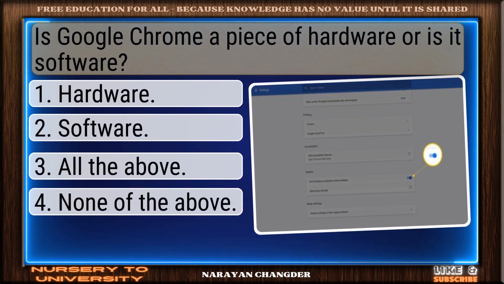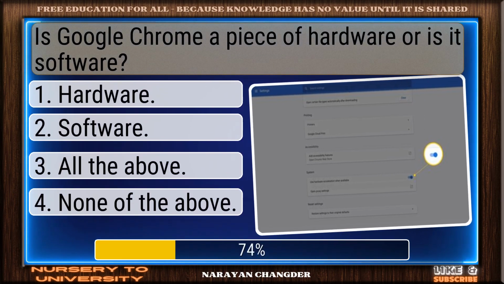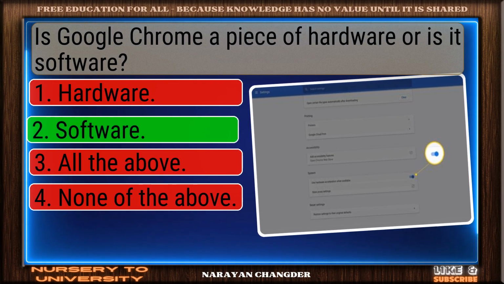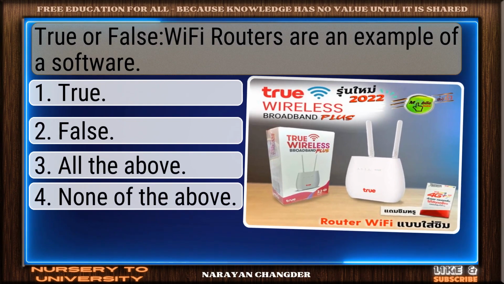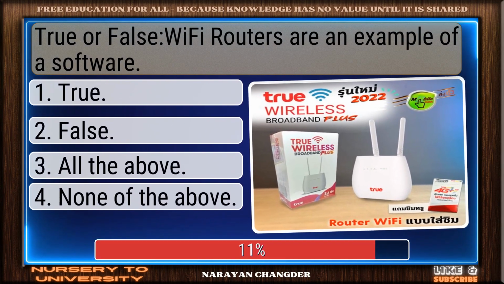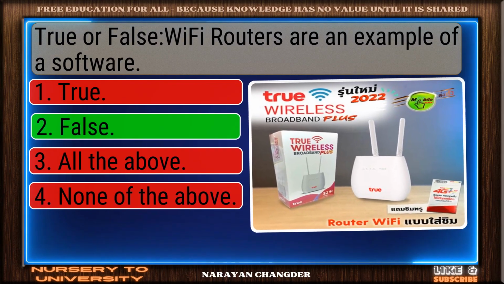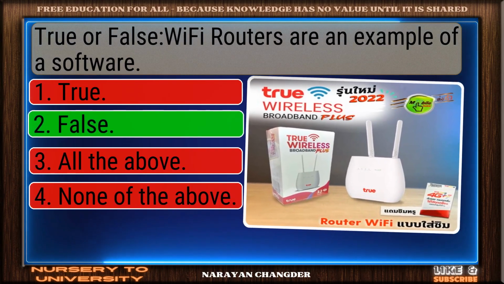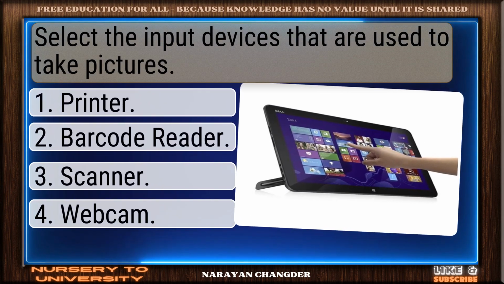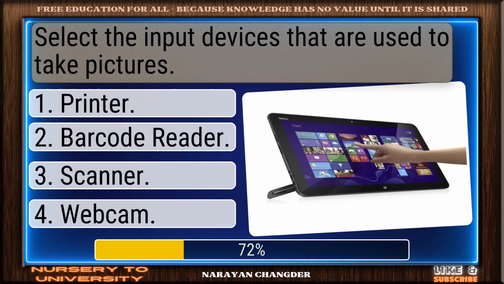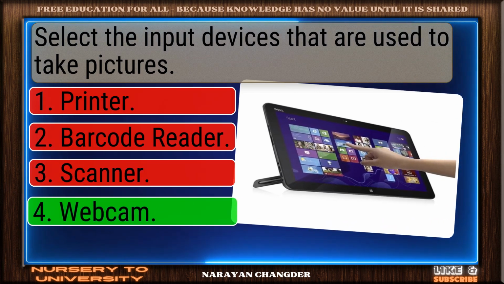Is Google Chrome a piece of hardware or is it software? Well done. Software is the right choice. True or false? Wi-Fi routers are an example of a software. Excellent choice. False is the right answer. Select the input devices that are used to take pictures. Nice work. You chose webcam and it is correct.